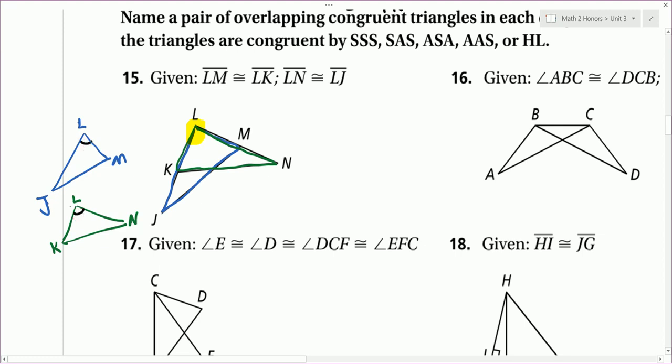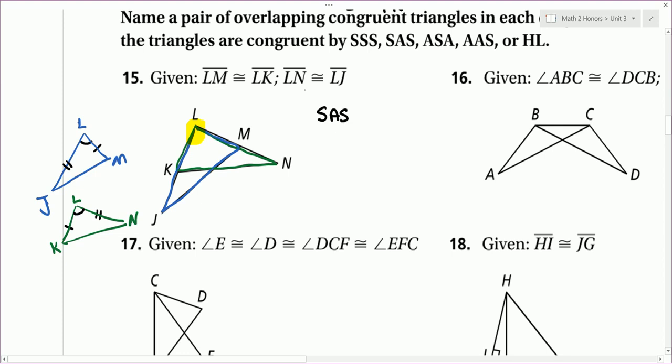And then I'm going to mark what's given. So they give us LM, this length, is congruent to LK. And they give us LN is congruent to LJ. So these are congruent by side, angle, side.